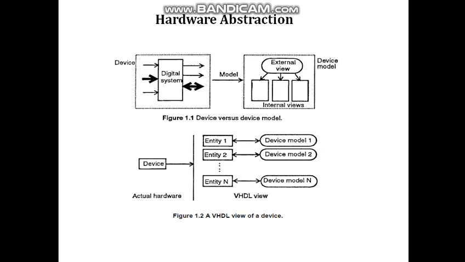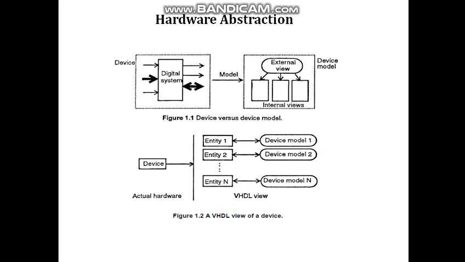But here, as per the actual hardware or the number of device models, if there are 4 device models, we require a total of 4 entities: entity 1, entity 2, entity 3 and entity 4. If you have n number of device models, then we require n number of entities. Okay, so this is all about hardware abstraction.